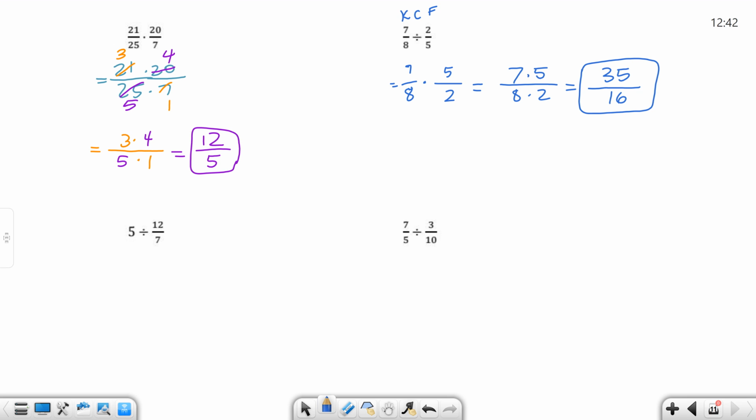But nothing else divides out there. And again, that's improper, but that's okay. For me, that's a great answer. Again, make sure you understand what your teacher prefers you to do. Okay?